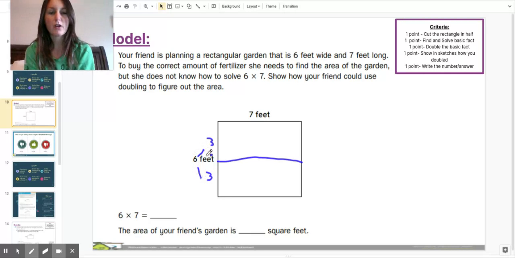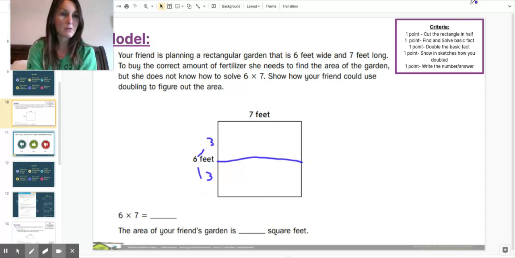So I can do 3 times 7 and 3 times 7 and split that up. So I cut the rectangle in half. And now I need to find and solve the basic fact. So what is 3 times 7?